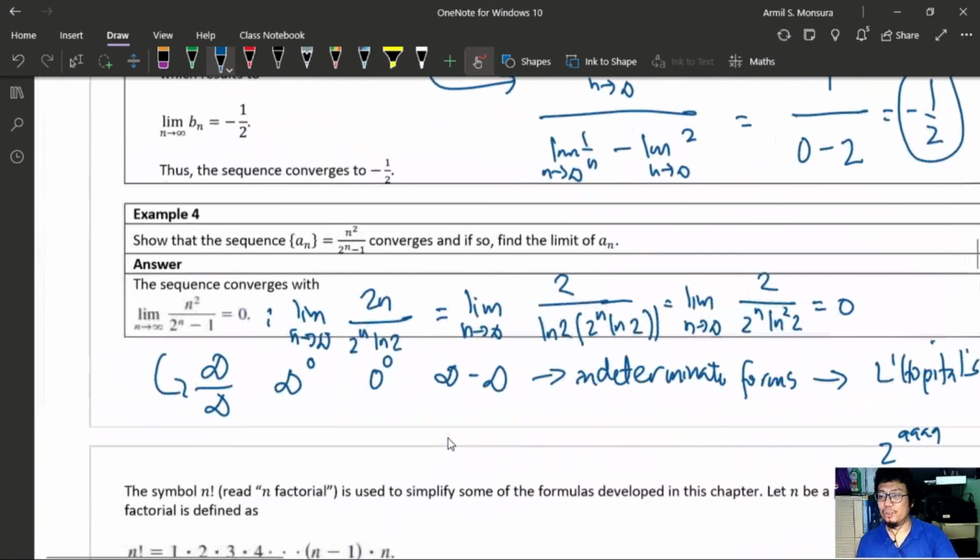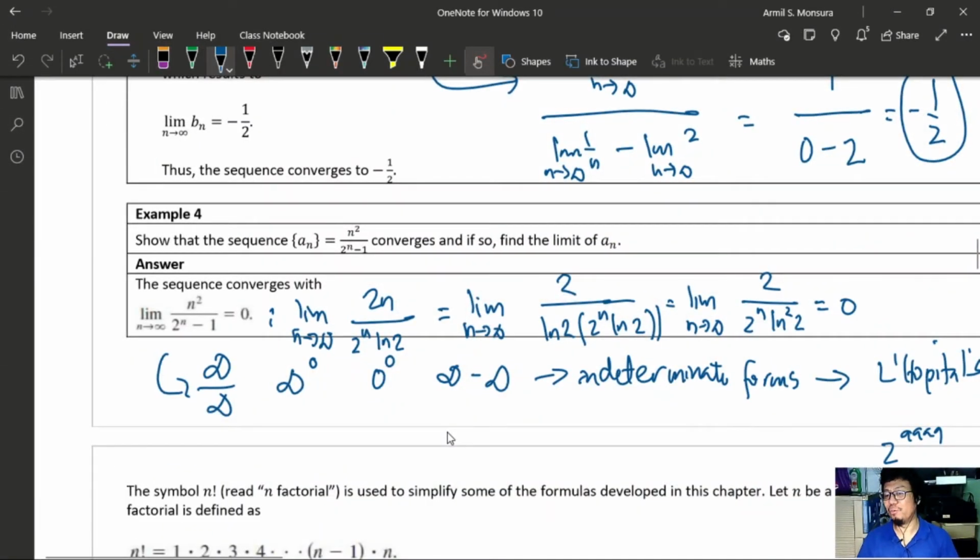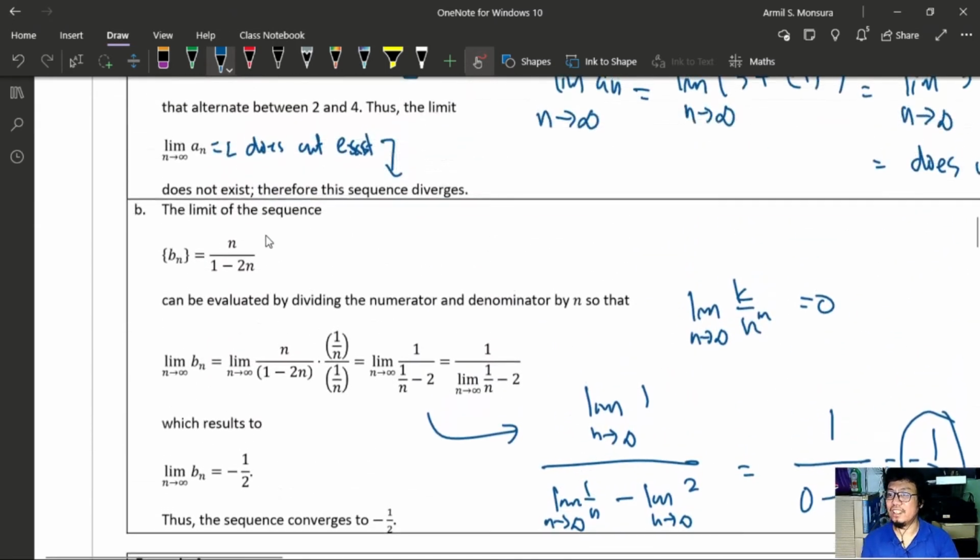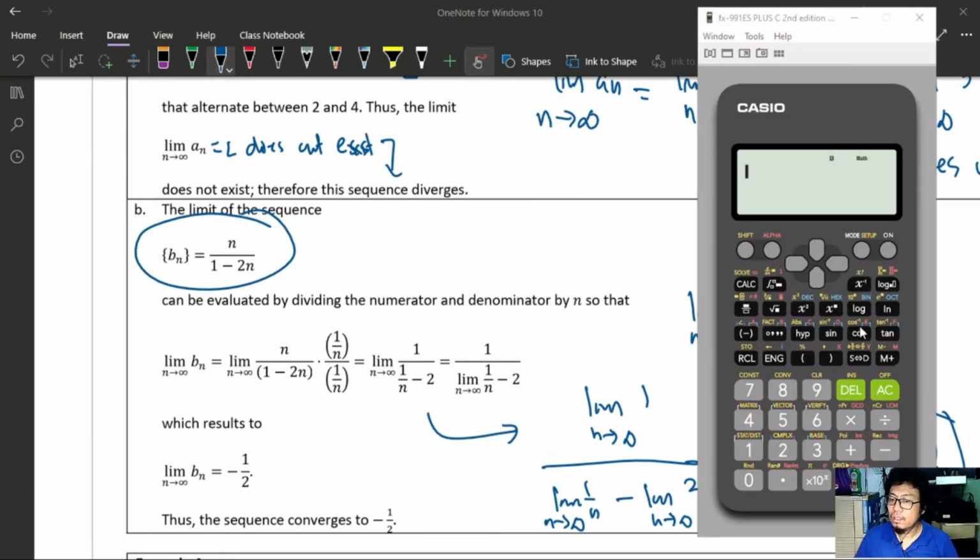I may have shown you before a way of evaluating your limits using your calculator, but some expressions would not actually allow you to do that. For example, in this case, you can use your calculator to evaluate your limit. So we can type in x over 1 minus 2x, and then calculate it with a very large n, say for example 9999999.